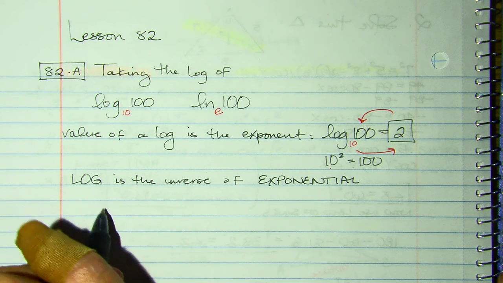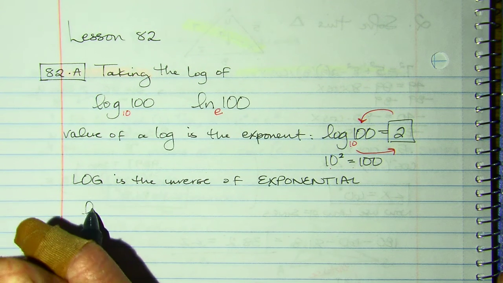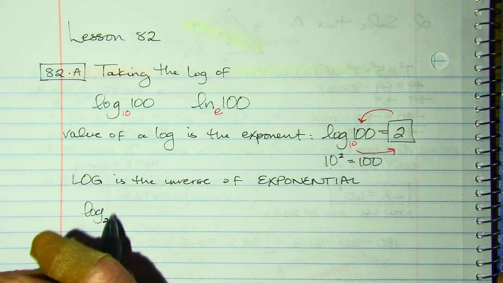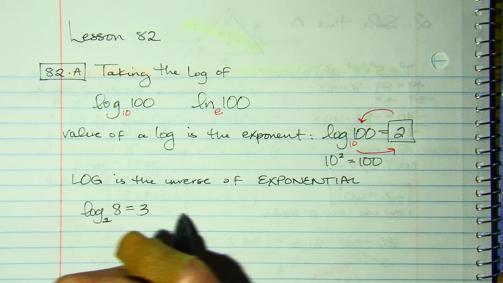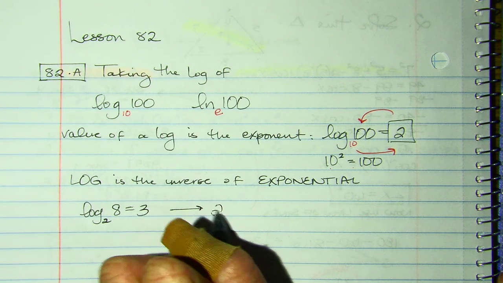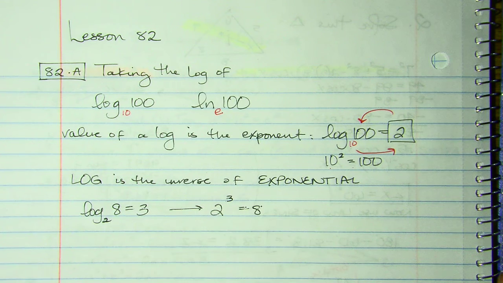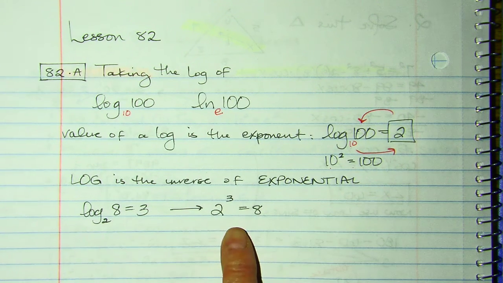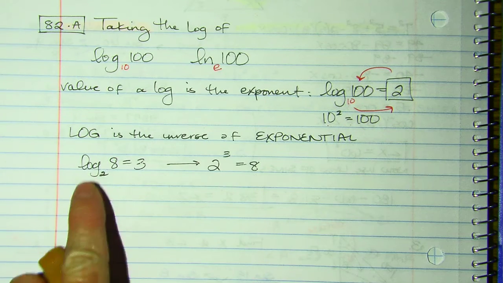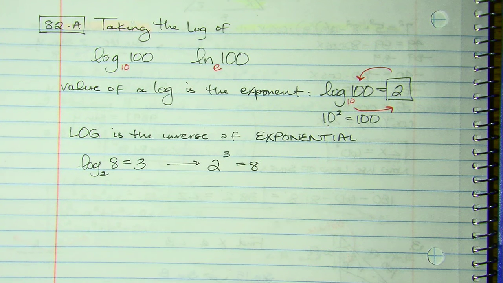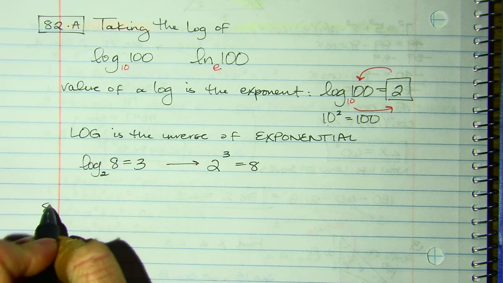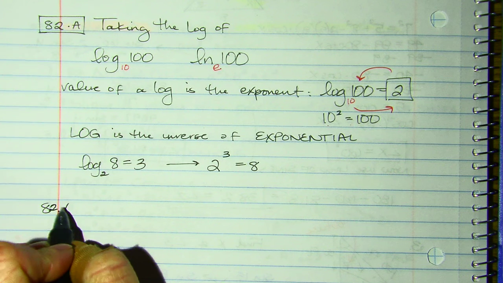So for example, log base 2 of 8 equals 3 is the inverse of 2 to the third equals 8. This is in log form, and this is in exponential. You switch the last 2 pieces when you rewrite it from one form to the other. And that leads us into, that's all that 82.a covers.